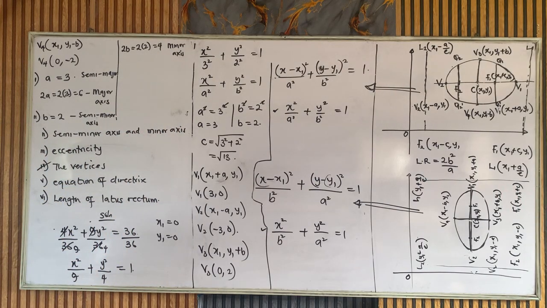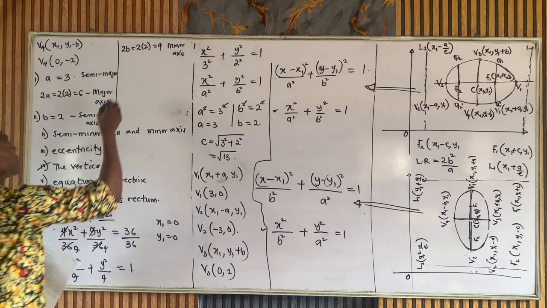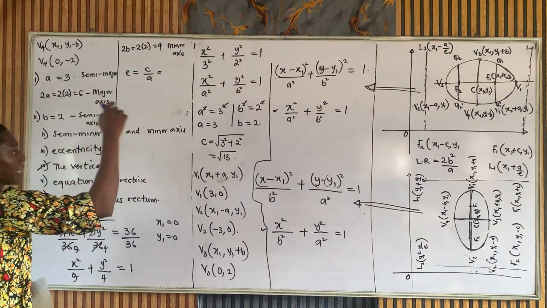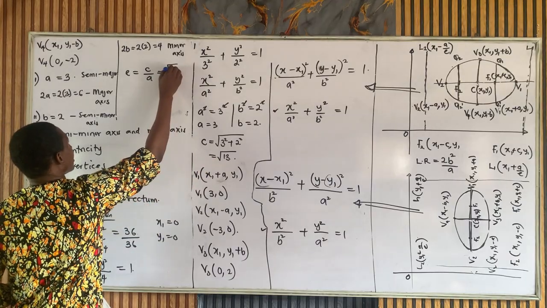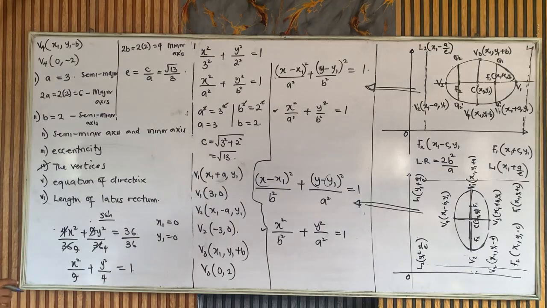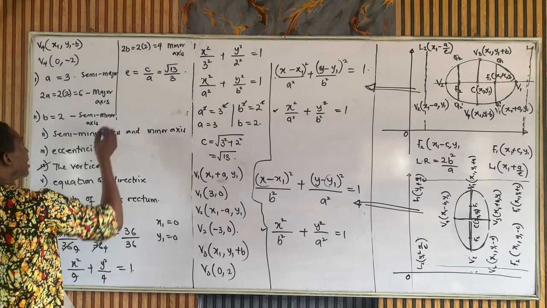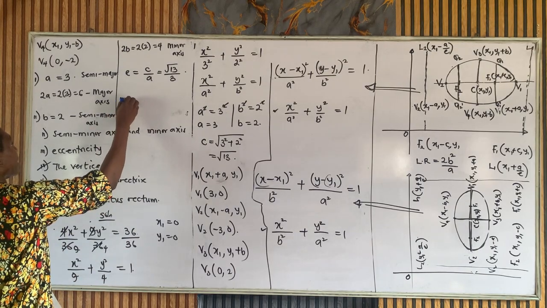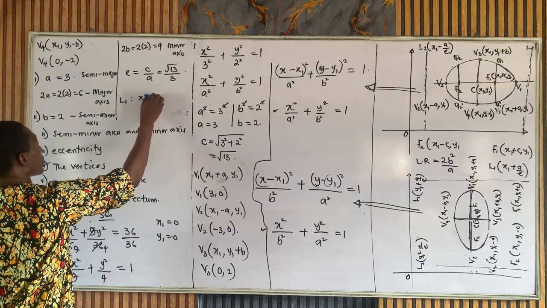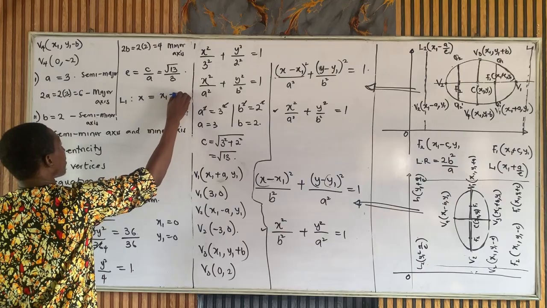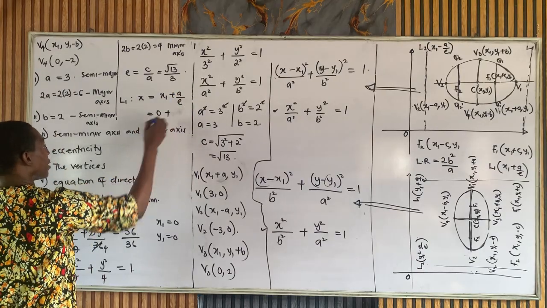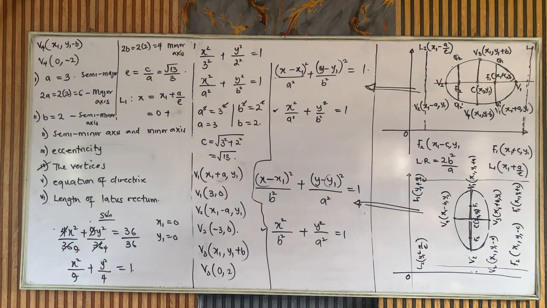Next, we have our eccentricity. Eccentricity is simply equal to c over a. We've got our c already to be root 13, over the a, that's 3. So we are done with that. Next is the equation of directrices. We have our L1 and L2. Our L1 is simply x being equal to x1 plus a over e. And so our x1 is obviously 0 plus, I'm erasing the other part of the question.